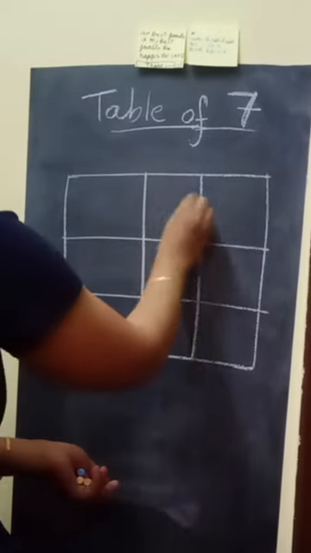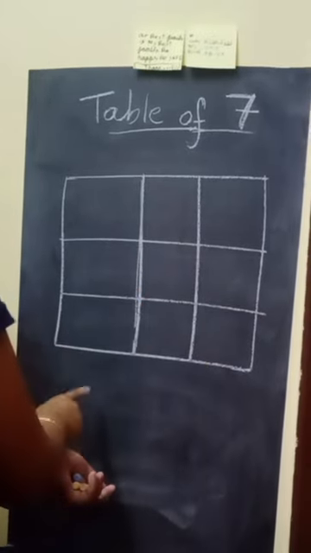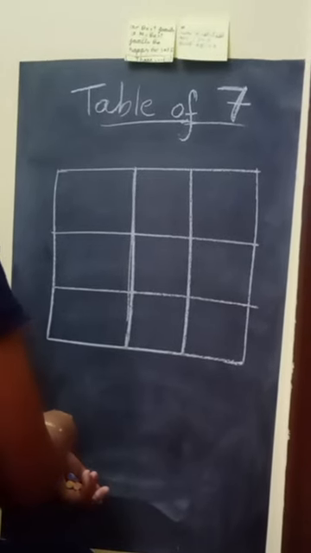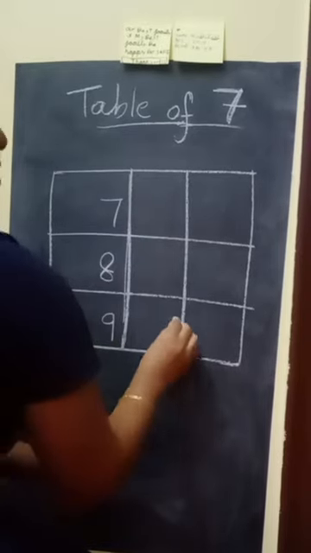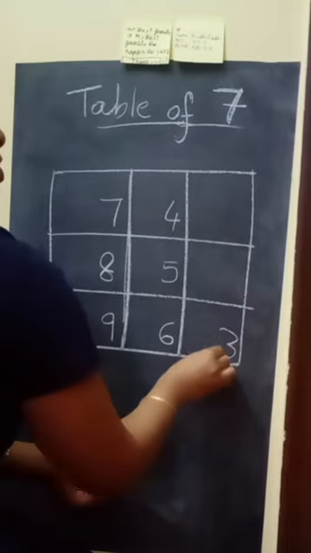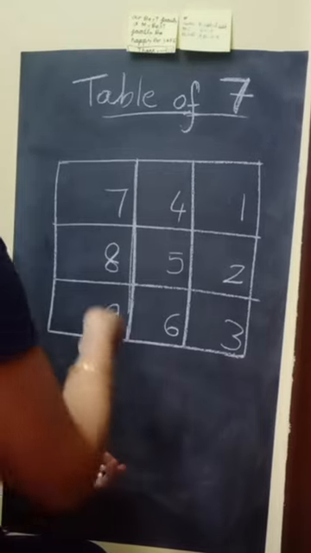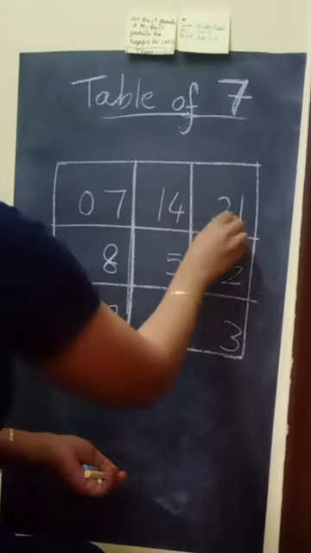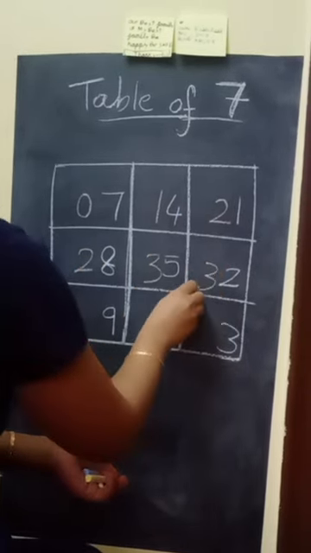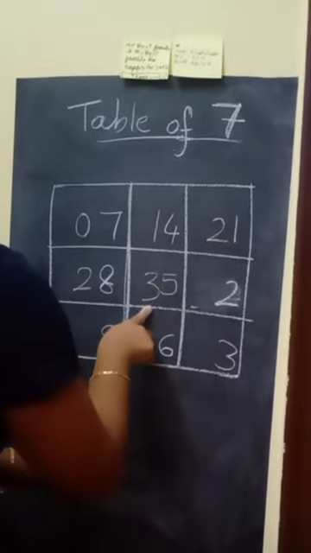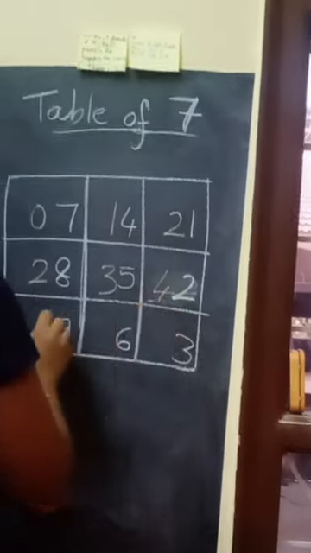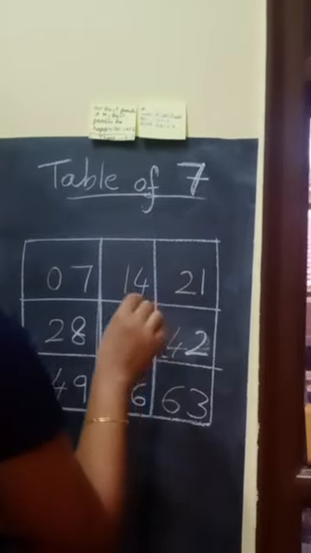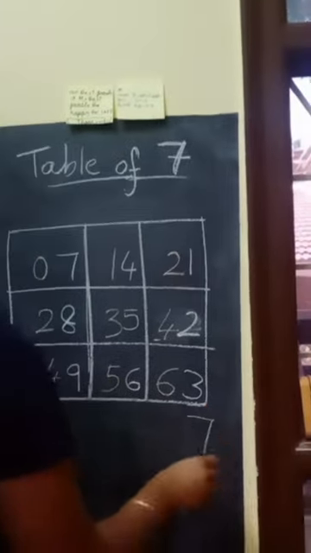Table of 7. Okay, so we have to draw a square in which we have 3 rows and 3 columns. Now in this, how should we write? We will write the opposite. 9, 8, 7, 6, 5, 4, 3, 2, 1. Now we will write here 0, 1, 2, 2, 3, 3. 3 is only once. Whatever comes in this row, this column is only once. This 4, 4, 5 and 6. Now we will write one more 7 here and a 0 to keep it ready.